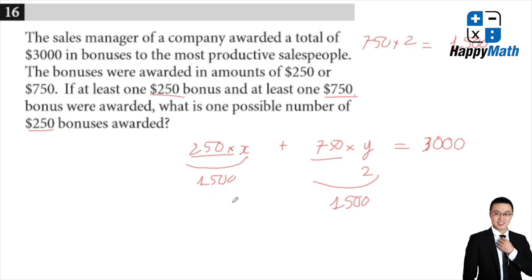You will have 6. x will be equal to 6. It is available just when x equals 6, y equals 2. So we have both of them added together, we have total 3,000. So I can choose x equal to 6 for this question.